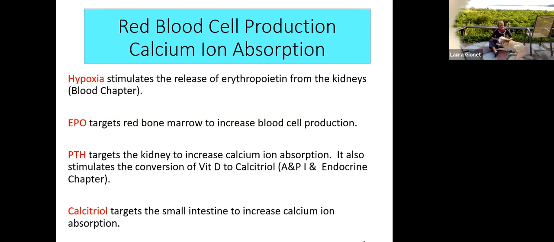So we're there. Remember, hypoxia stimulates the release of erythropoietin. EPO targets the red bone marrow to increase red blood cell production, and therefore increases the oxygen carrying capacity, or oxygen content, of blood. Parathyroid hormone targets the kidneys to increase calcium absorption from there. It also stimulates the conversion of vitamin D to calcitriol. And then calcitriol targets the small intestine to increase calcium ion absorption.